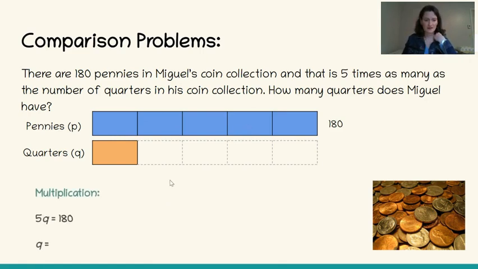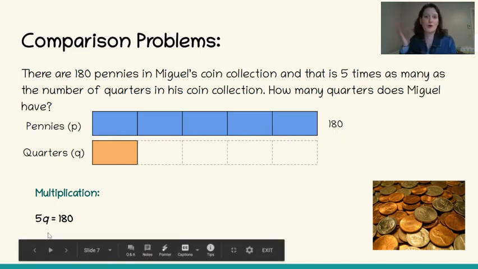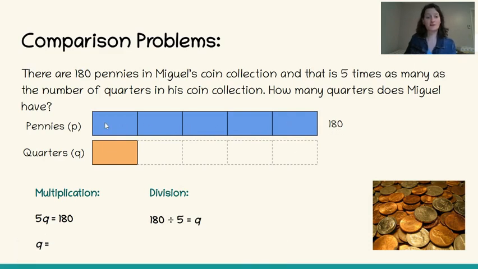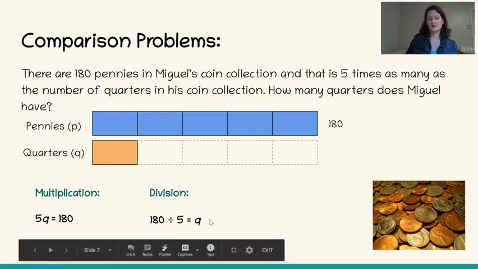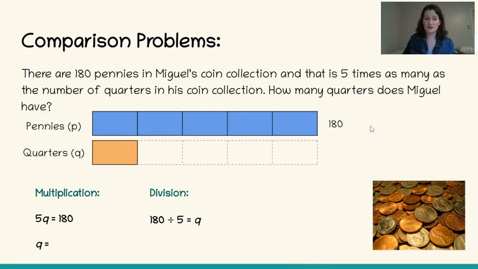So let's think about a multiplication equation first. We could say that 5q, q is for quarters, 5q, or 5 times q, remember that's what that means, equals 180. Yep, and we just need to solve q equals what? For a division equation, we could say 180 divided by 5 equals q. Let's use 180 divided by 5 equals q to solve, because this question is asking us to solve the problem. We need to find out how many quarters.